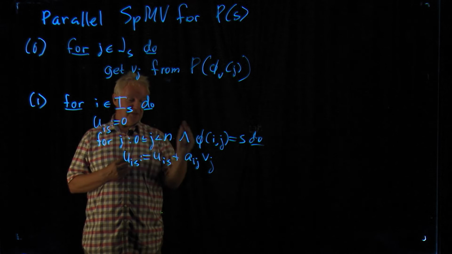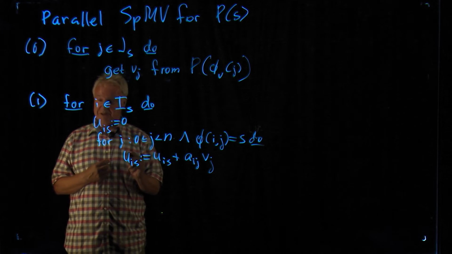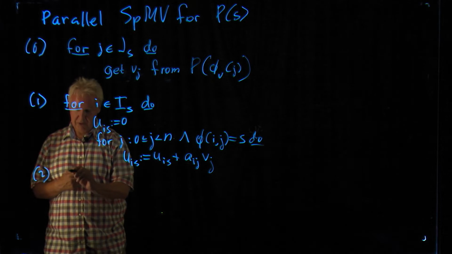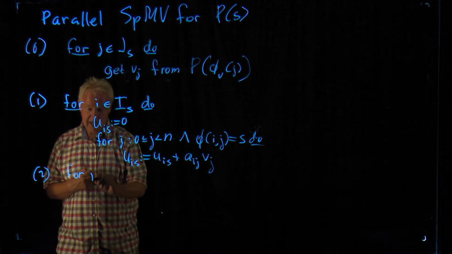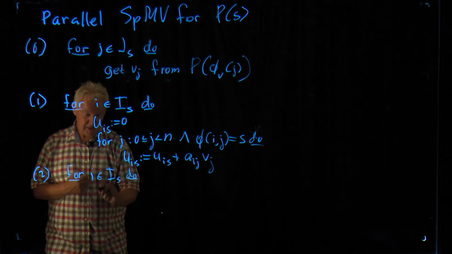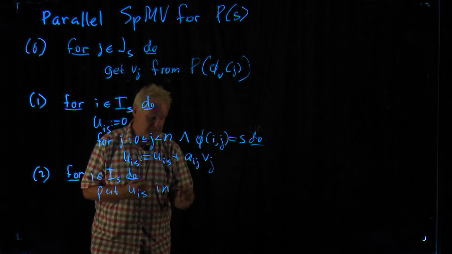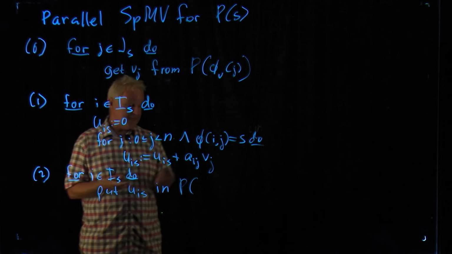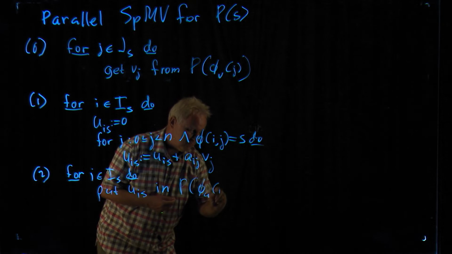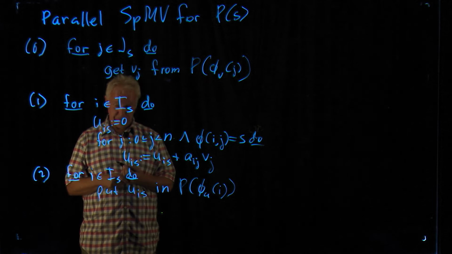Then, once I've done the local sparse matrix vector multiplication, I can use these results. And what do I have to do? I have to send them to the owner. So that's superstep 1, for i in the index set, I put the result uis in the processor that is responsible for computing the results. It's the owner of row i, of component i of the vector u.